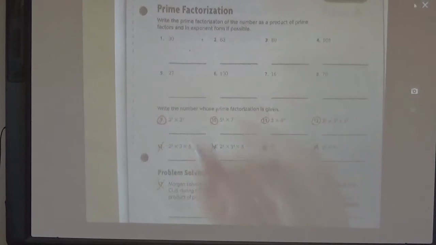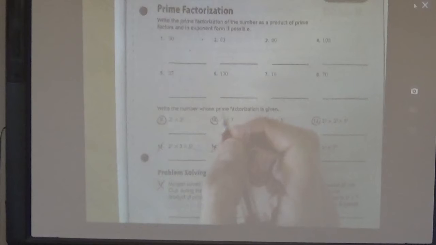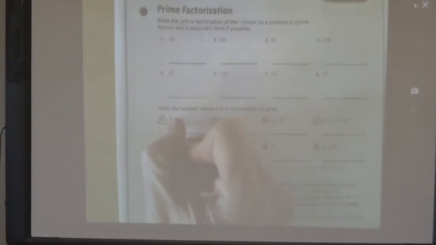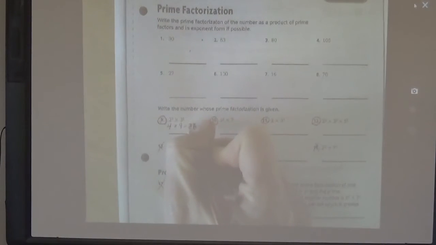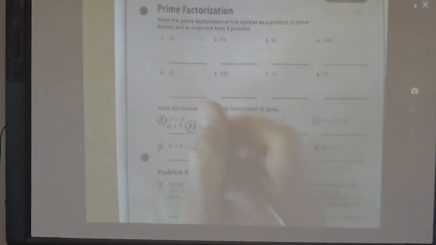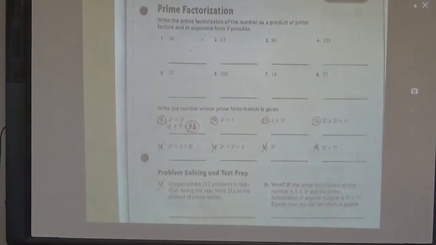Let's do number 9 together. What is 2 squared times 3 squared? Nate? 4 times 9. Yeah, 4 times 9. 2 squared is 4. 3 squared is 9. So that equals 36. So you are finding the answer on those, okay?